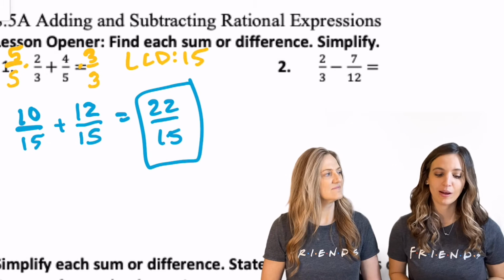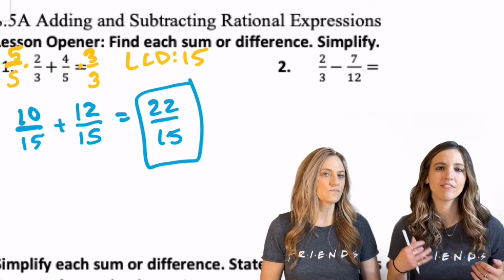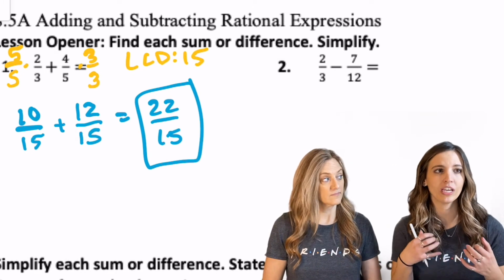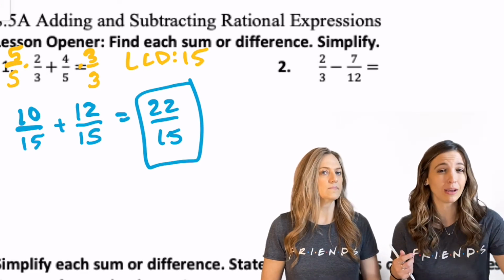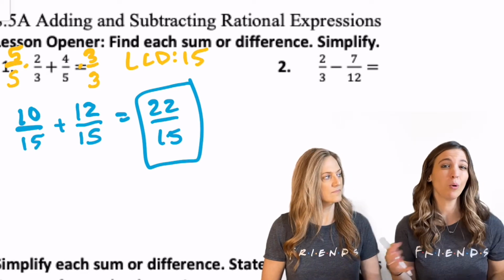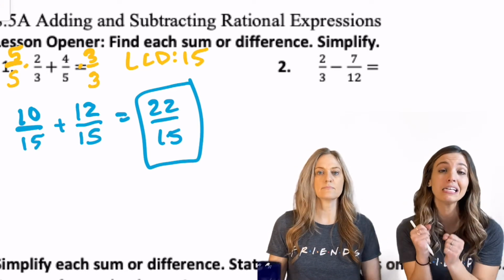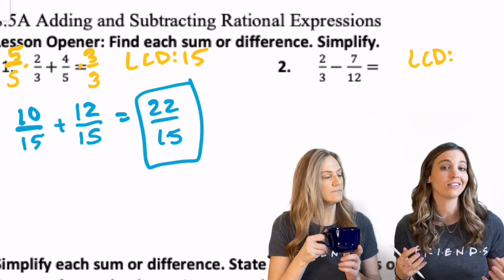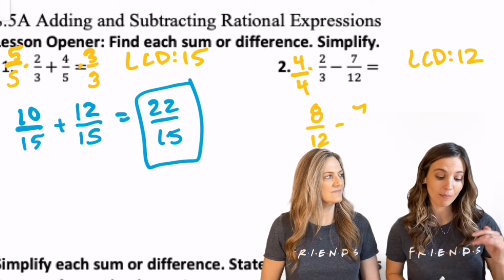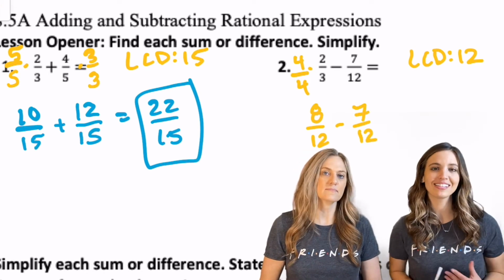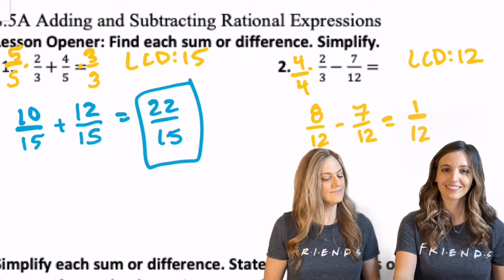Now looking over at number 2, I have 2/3 minus 7/12. Well, my denominators are 3 and 12. What do they have in common? 12, right? Because 3 times 4 is 12. So I don't actually have to multiply to 36. I want the least common denominator so I don't have a ton of simplifying at the end. So then I just need to multiply that first fraction by 4 divided by 4. And I have 8/12 minus 7/12, which is 1/12.